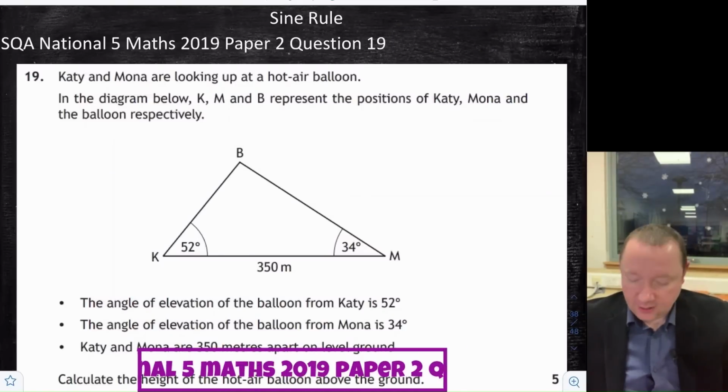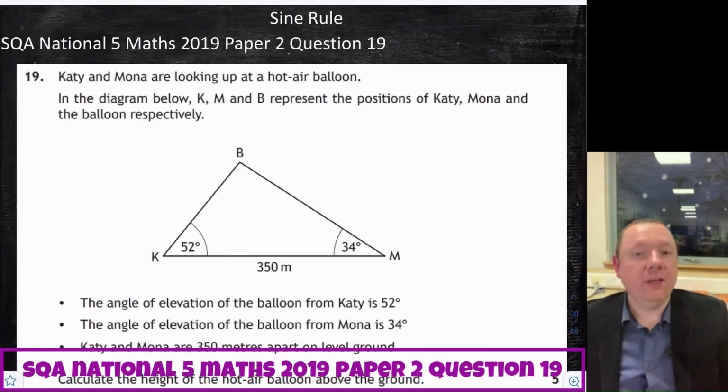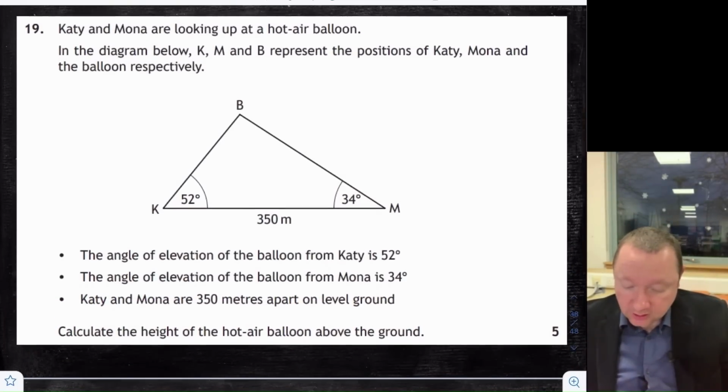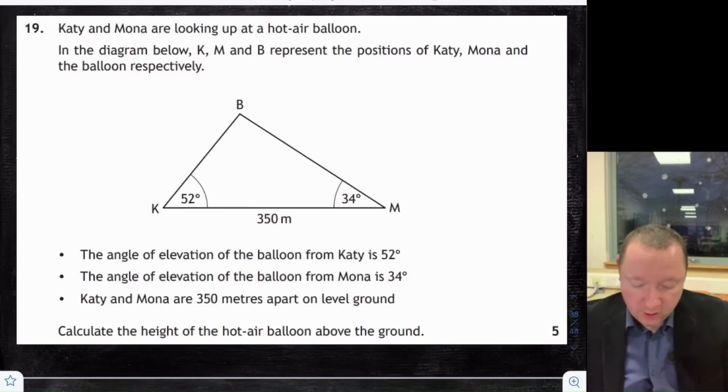National 5 Maths 2019, paper 2, question 19 had this long question. So it says Katie and Mona are looking up at a hot air balloon. In the diagram below, K, M and B represent the positions of Katie, Mona and the balloon.